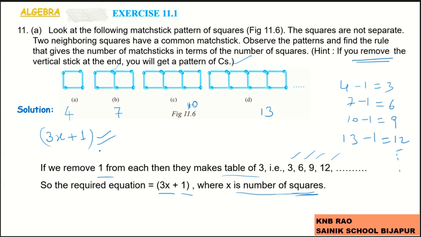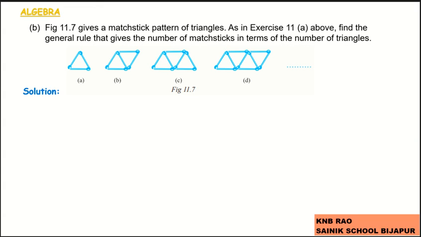Similarly, I have a question number 11, sub question B, where triangles are formed, where we have to find the general rule that gives the number of matchsticks in terms of the number of triangles. See, for forming one triangle I need 3, for forming 2 triangles in this way I need 5, to form 3 triangles in this way I need 7, to form 4 triangles I need 9.